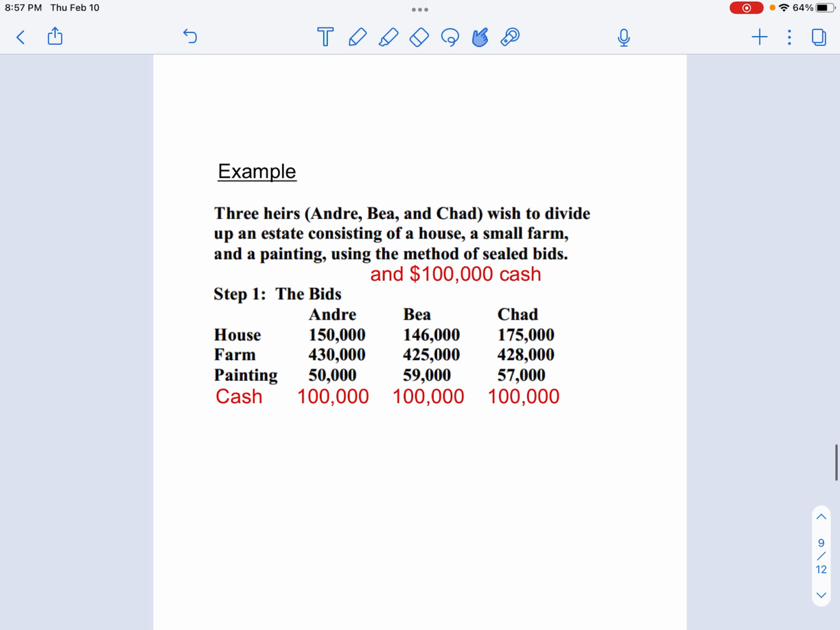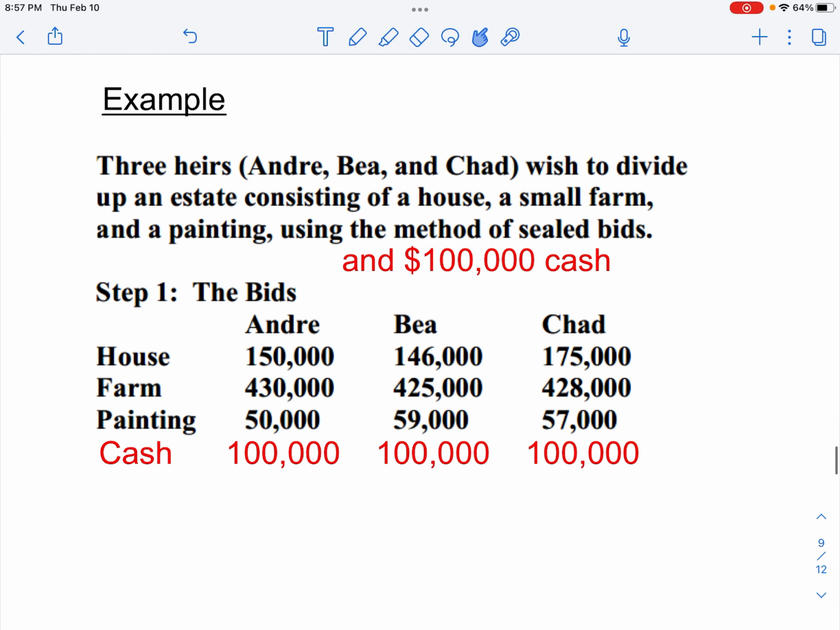All right, so three heirs, Andre, B, and Chad, wish to divide up an estate consisting of a house, a small farm, and a painting. So the house, the farm, and the painting are in the estate plus $100,000 worth of cash. All right, so we got to split up these three items plus cash.